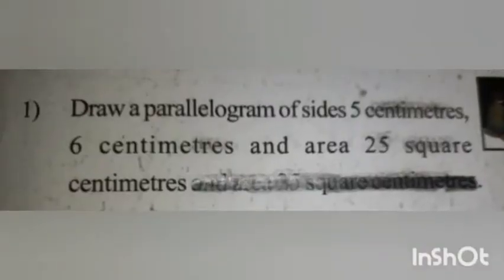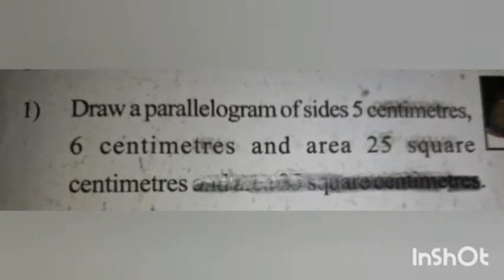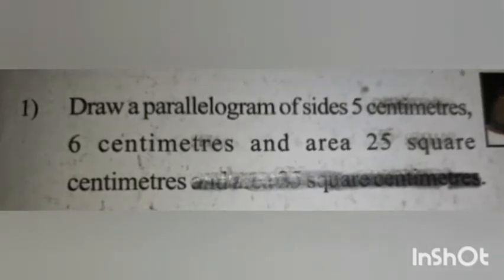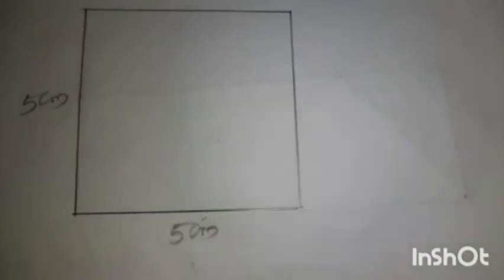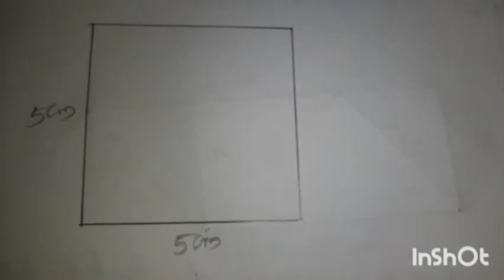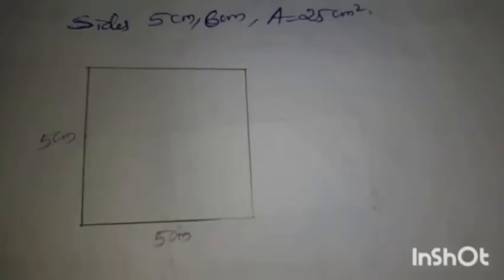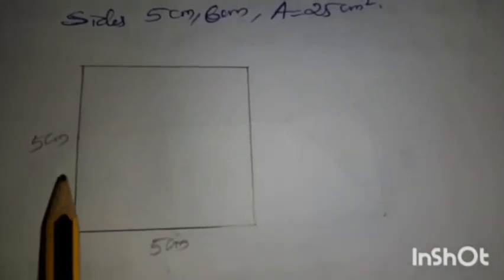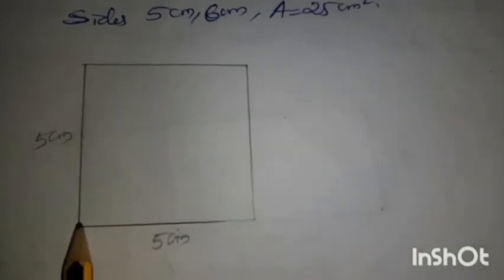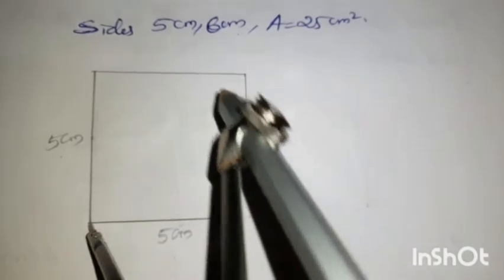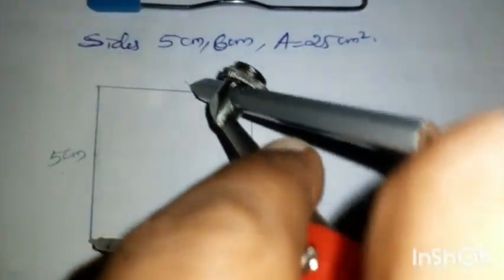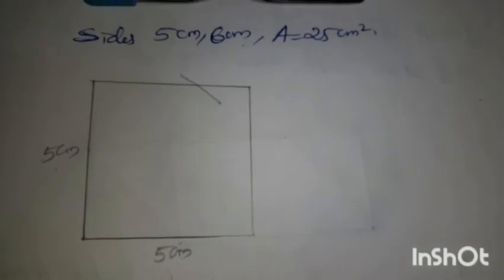Draw a parallelogram of sides 5 centimeter, 6 centimeter and area 25 square centimeters. First of all, you have to draw a line of 5 centimeter. Then it will be converted to a parallelogram. One side of the parallelogram is 5 centimeter. Then the other side is 6 centimeter. Take 6 centimeter in a compass and draw an arc.